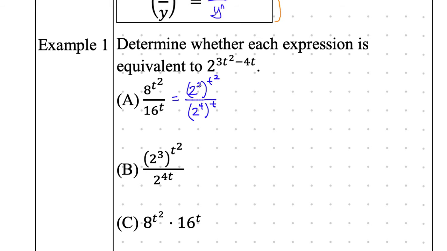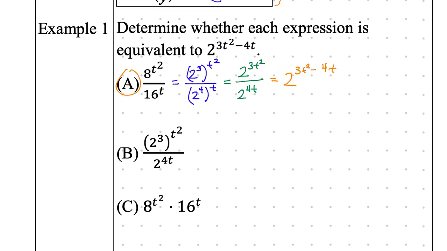Okay, so when I have a power to the power, that means I multiply. So that means this is going to be equal to 2 to the power of 3t squared. On the denominator, we have 2 to the power of 4t. And then whenever we are dividing the bases, that means we are subtracting the powers. So that means that this one is going to be equal to 2 to the power of 3t squared, and then we're going to subtract this other base of 4t. And hey, bada boom, bada bing, we can circle it. I'm going to either circle or cross them out. This one is equivalent.